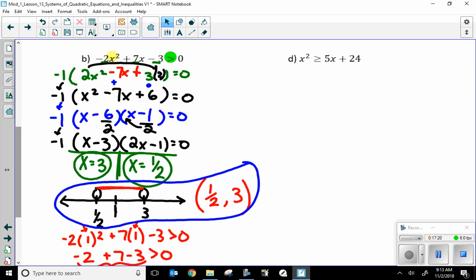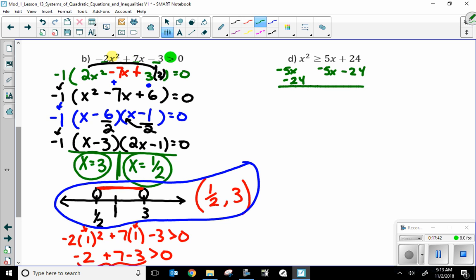So I'm going to bring my 5x and my 24 over to the left side. I could bring my x squared over to the right, but then my x squared is negative, and you know Visca likes to keep his x squared positive. I always like that positive outlook. So, subtract 5x, subtract 24. Bang, bang. I now have x squared minus 5x minus 24 is greater than or equal to nothing, or 0, on the right-hand side.